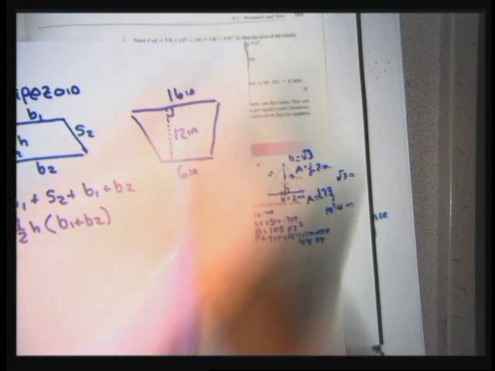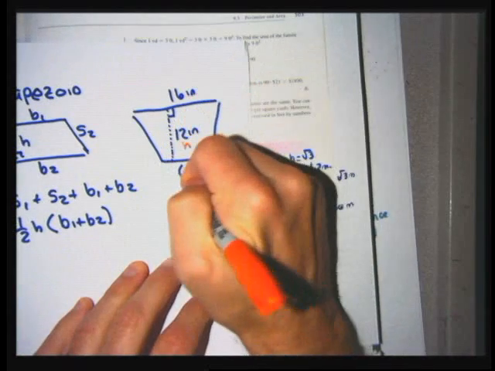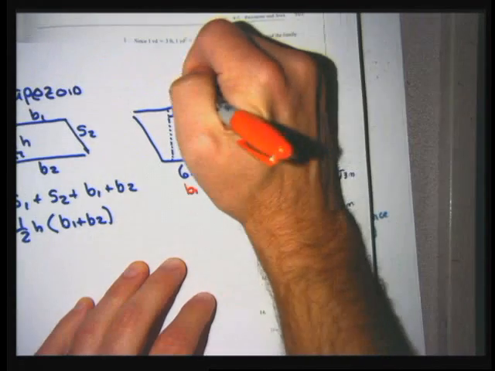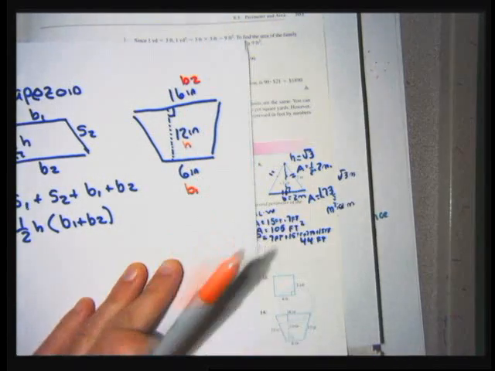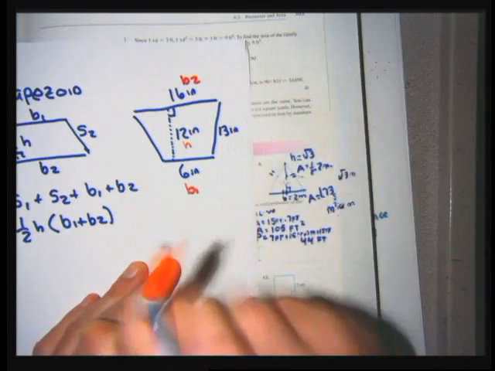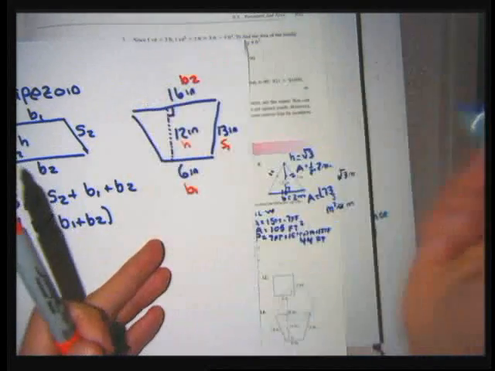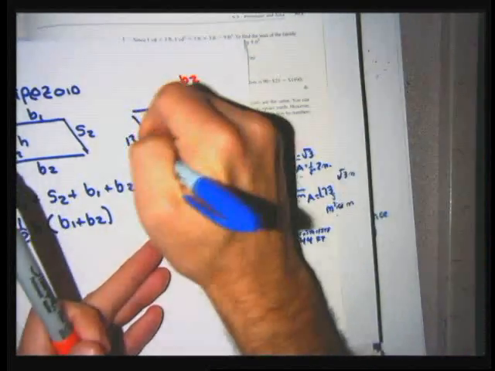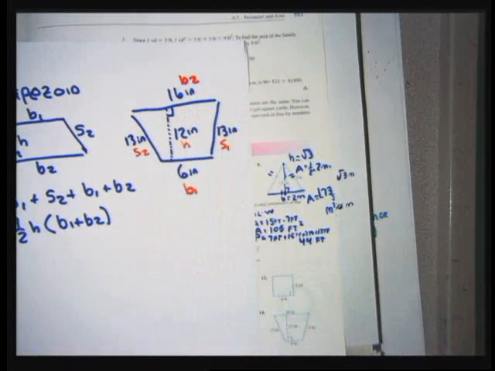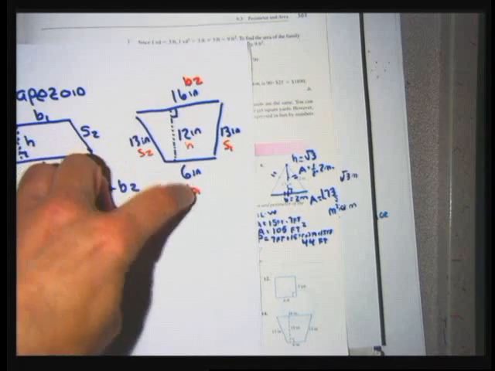So as I label my sides, I call the 12 the H, the 6 I'm going to call base 1, but it wouldn't be wrong to call it base 2. The 16 I'm going to call base 2. And then the other sides, the 13 inches, I'm going to call S1 and S2, just because this is flipped over, I'm flipping everything. But it doesn't matter. The S1 and the S2 are interchangeable. If I called that S1 and that S2, it wouldn't matter. Similarly, if I called that B1 and that B2, it wouldn't matter.